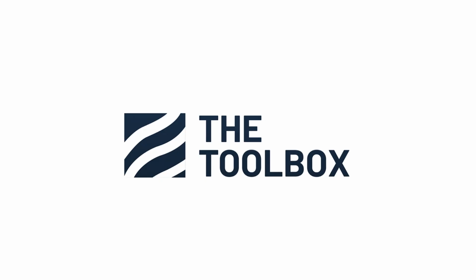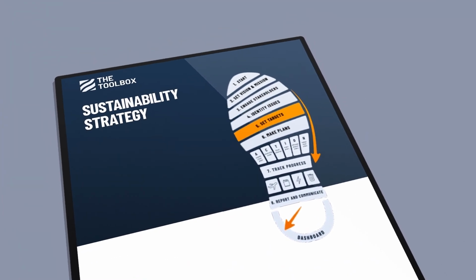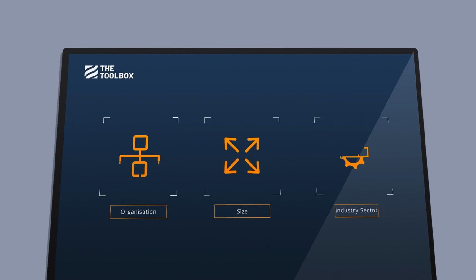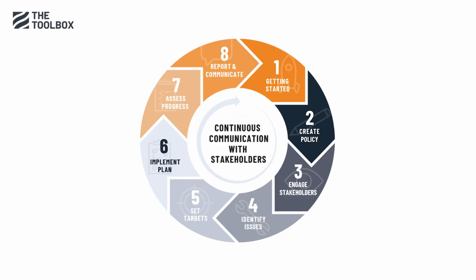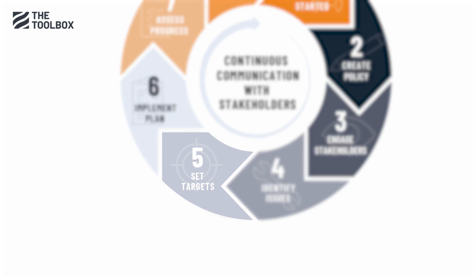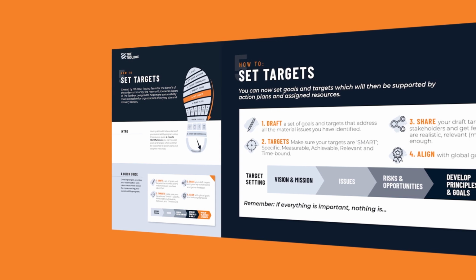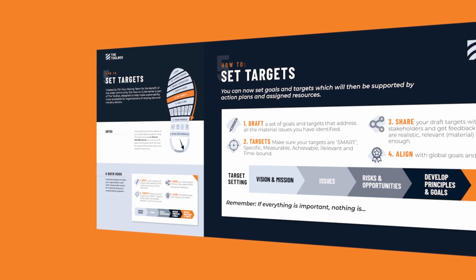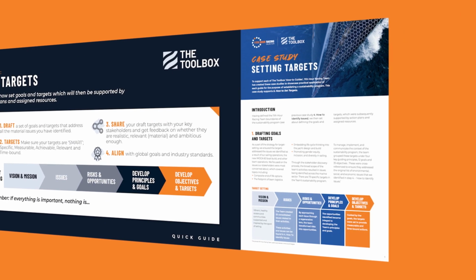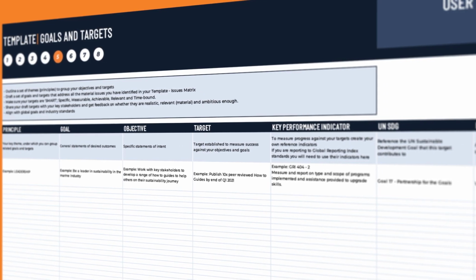The Toolbox is an 8-step process to help anyone implement a sustainability strategy within their organisation, no matter the size or sector. In this short video, we'll be taking you through all of the resources in Step 5 of the Toolbox methodology. The assets contained within Step 5 include the how-to guide, the quick guide, the case studies, and one template, the goals and targets template.